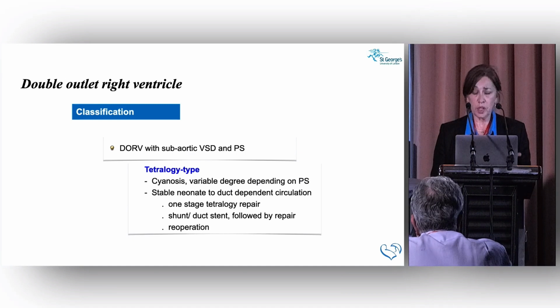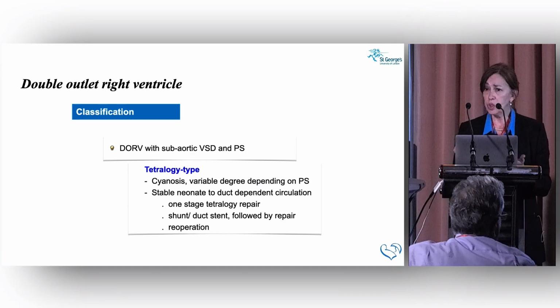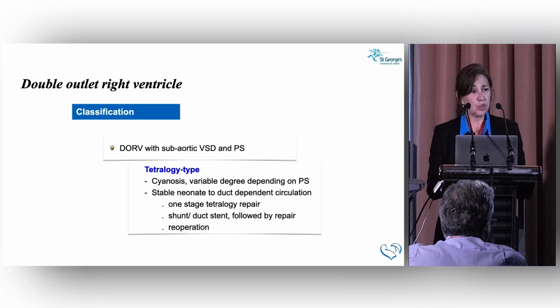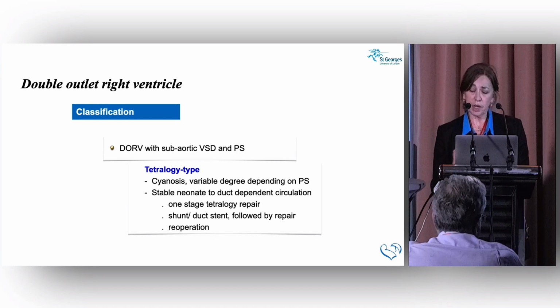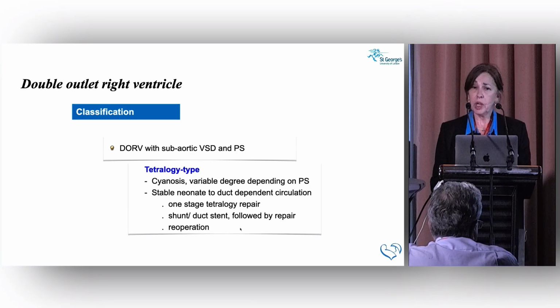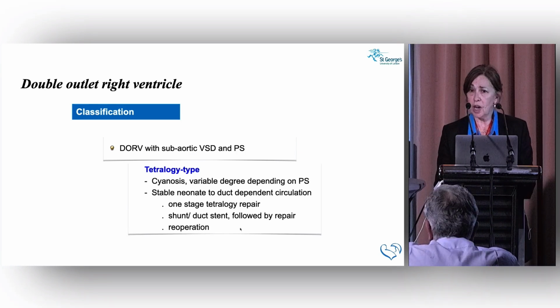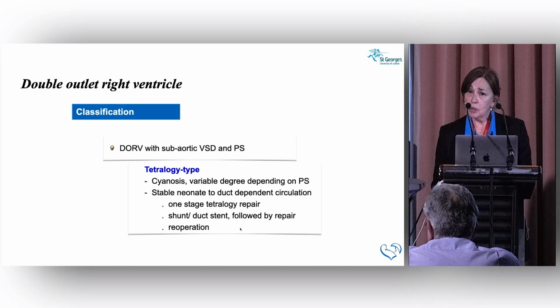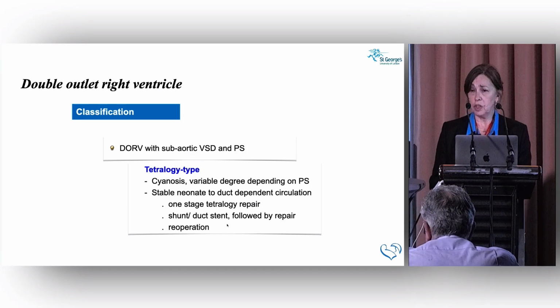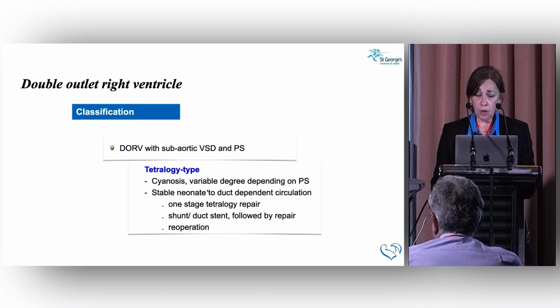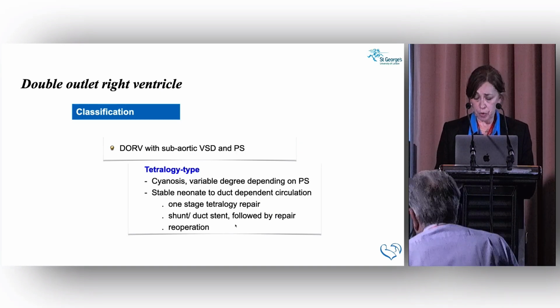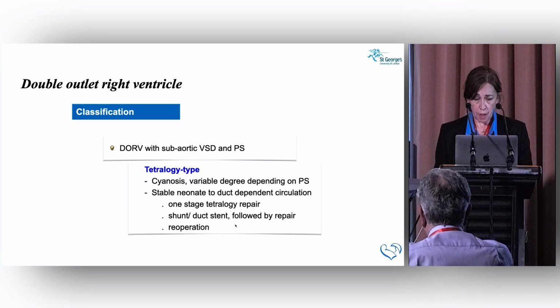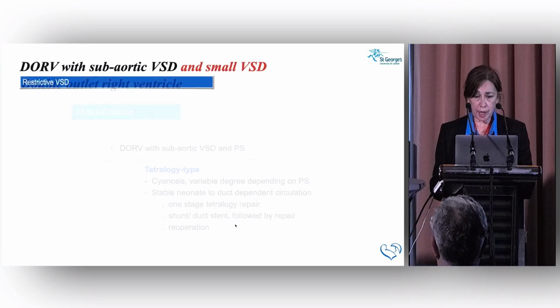So the baby can have one-stage repair, tetralogy, closure of the VSD, and making sure they take all the obstruction between the right ventricle and the pulmonary artery, or they may need to have neonatal surgery, either a shunt between the aorta and the pulmonary artery, or a duct stent, like a mesh through the duct to keep it open, followed by subsequent repair. In all of these cases, they will need reoperation. That's a very brief summary of this type.